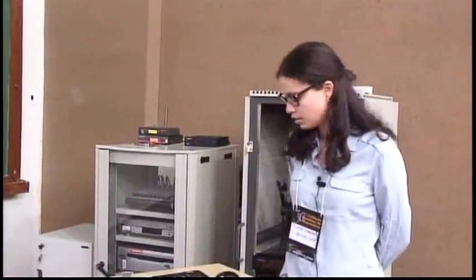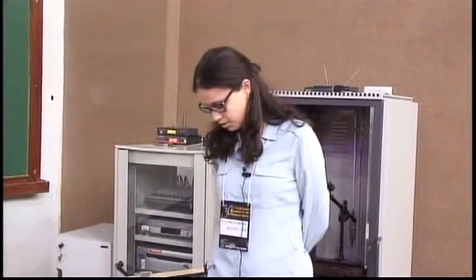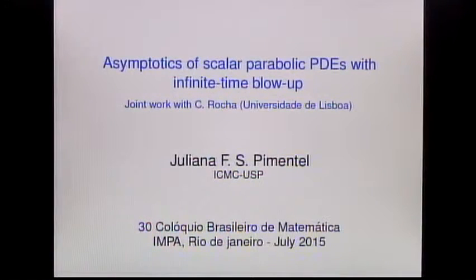So this talk is going to be about the long-time behavior of a very simple but yet very general class of equations that are defined in one-dimension space. This is based on a work that was done in collaboration with Professor Carlos Rocha from the Universidade de Lisboa.